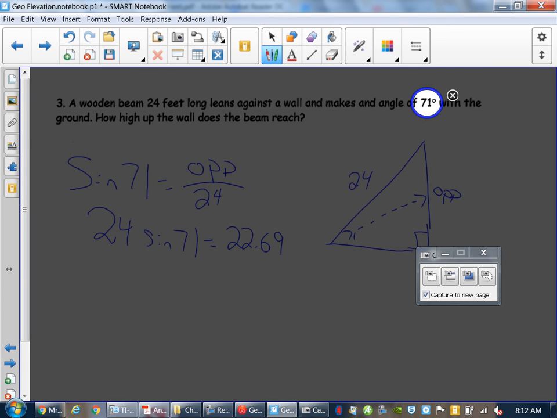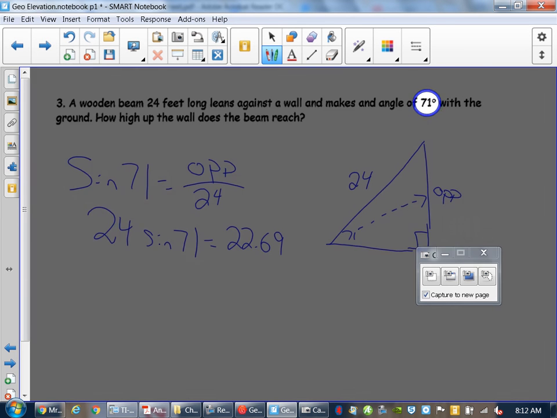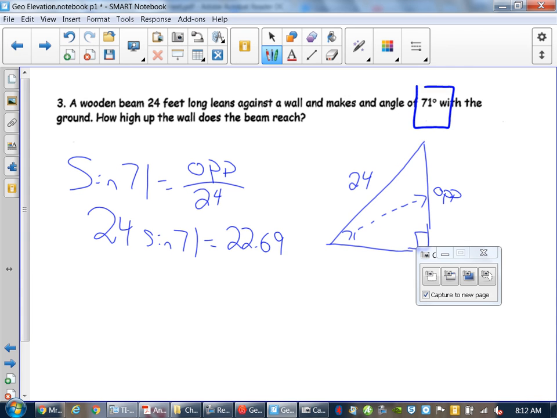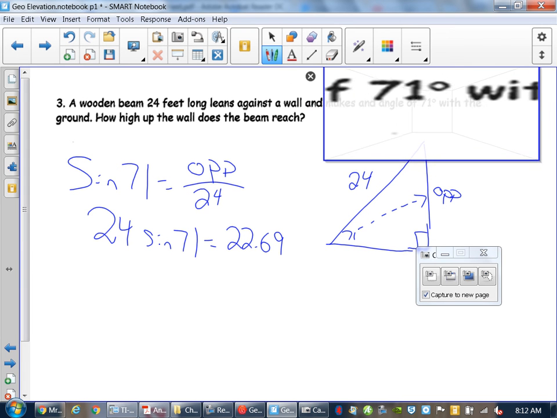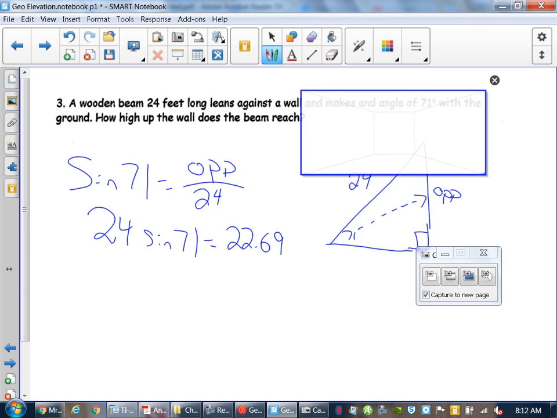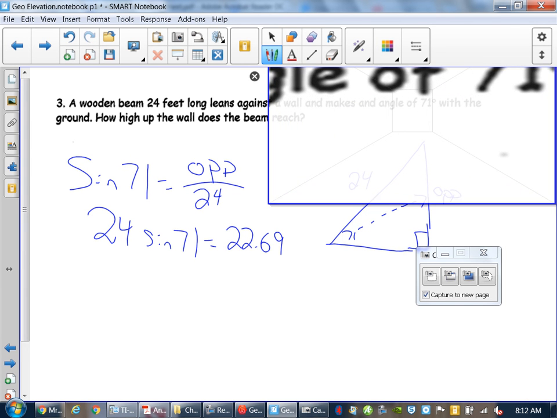Whoa, what? You did this for the first time? That was amazing. Whoa, technology. Why is this letting me zoom in? There we go.